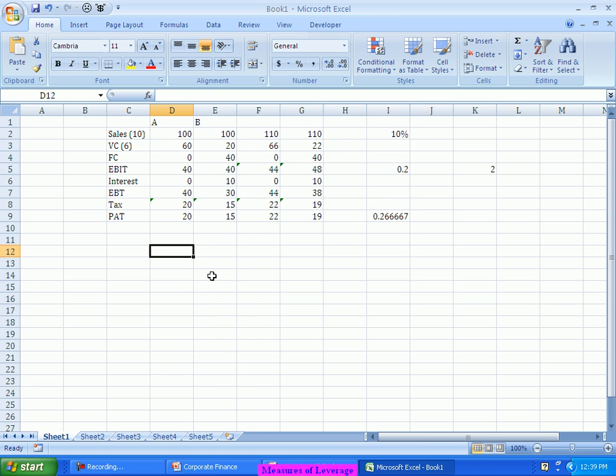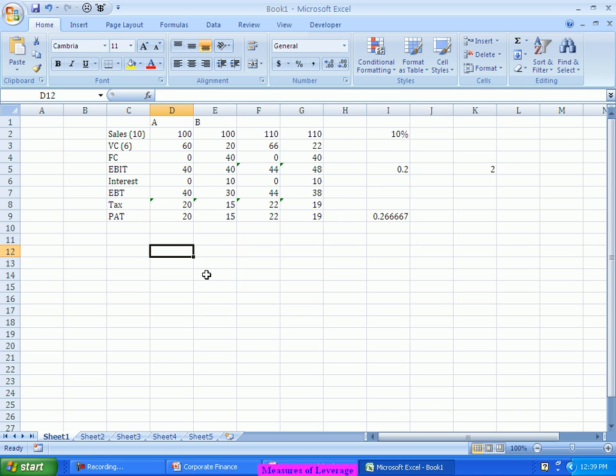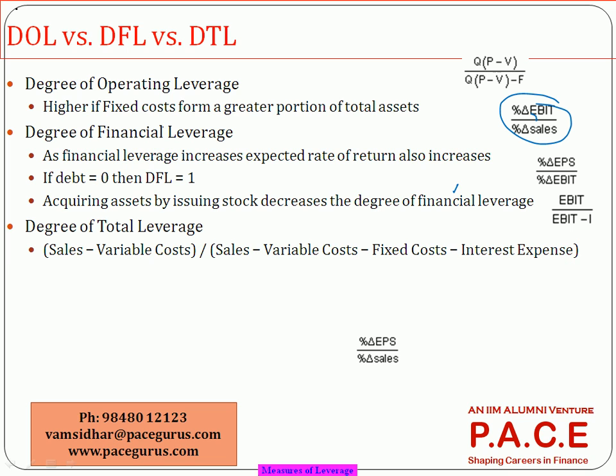The simple logic is you look at this formula. Sales minus variable costs divided by sales minus variable costs minus fixed costs. Probably look at it like this. So sales minus variable costs divided by sales minus variable costs minus fixed costs. This is what is direct, which means the numerator does not contain fixed costs. The denominator contains the fixed costs.